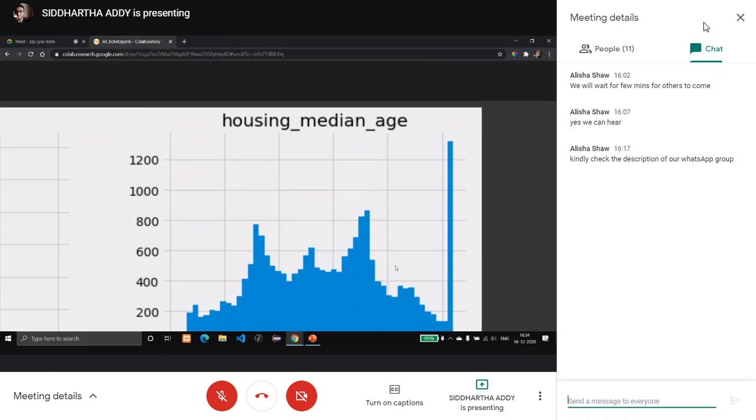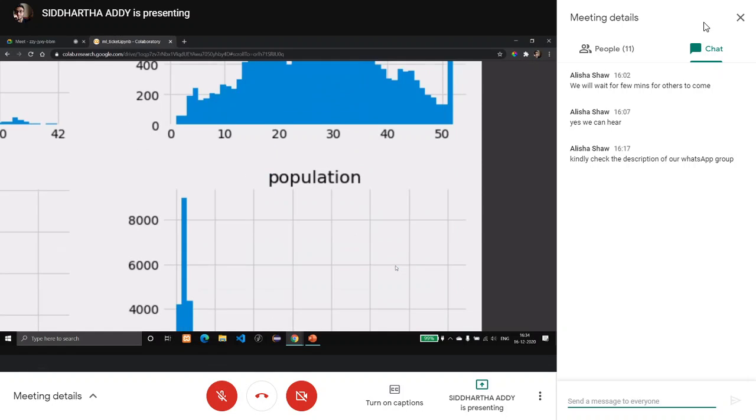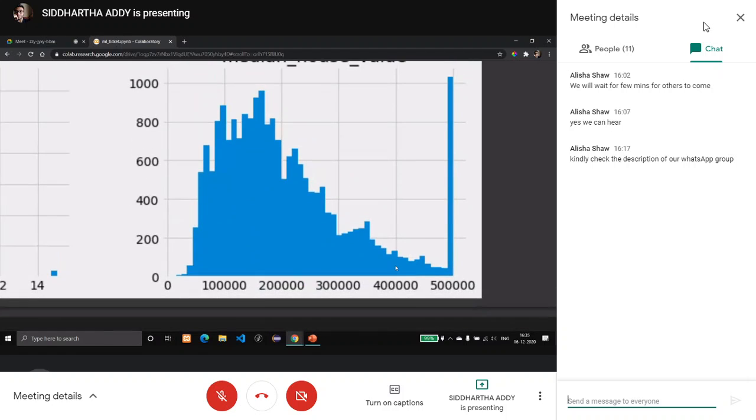That's why the housing median age is also skyrocketing high at the age of 50. So are you telling me that after the age of 50 everybody dies? Is this the system that is going on? It is not. People may live beyond 50, but their data is capped at the 50 mark. That's why it is skyrocketing high at 50. You have to understand these things, which is why they seem a little abnormal.